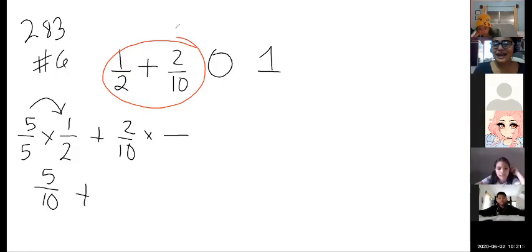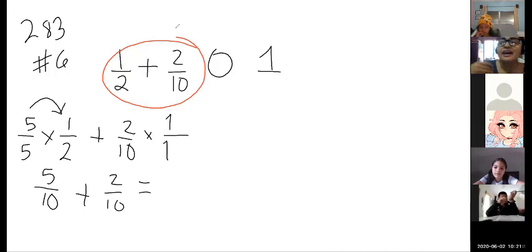Okay, now, do I have to change the 10? Do I need to multiply? No, because the only number is 1 and it's the same fraction. I don't have to copy. Now I can add in this case. 5 plus 2?